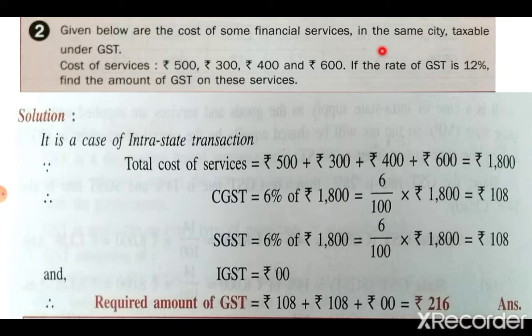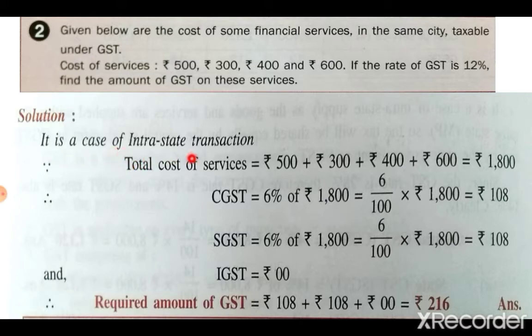The transaction is within the state, so CGST and SGST will be calculated, you can see it here, and IGST will automatically be 0. GST is 12%, so we will halve it, that will be 6%. Now see the solution.